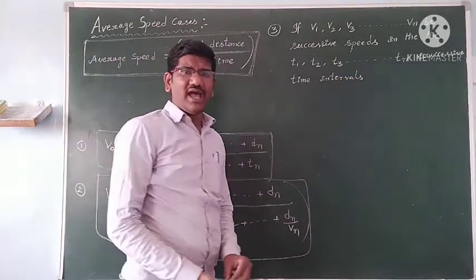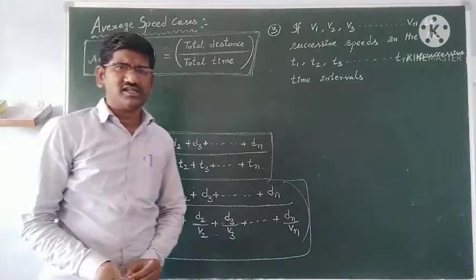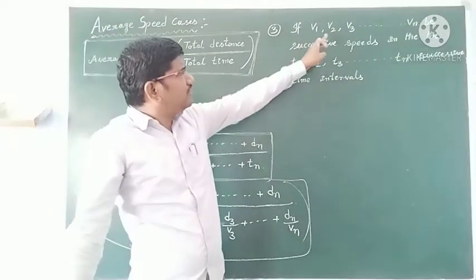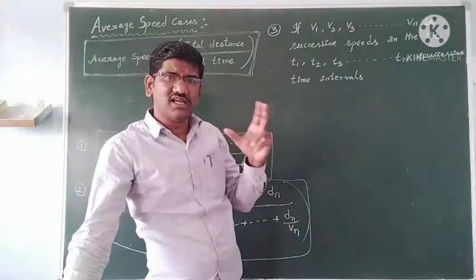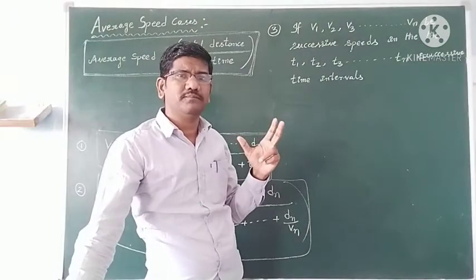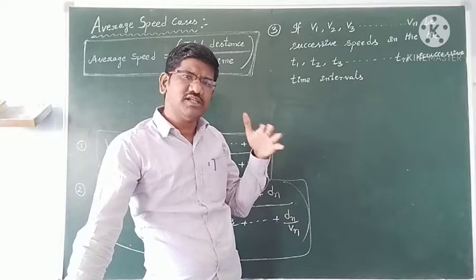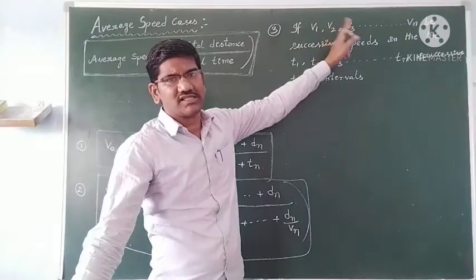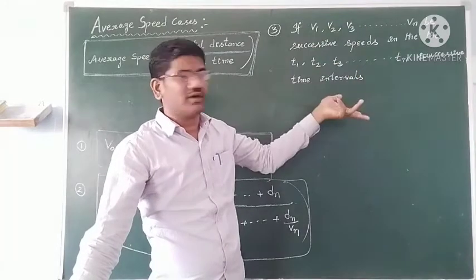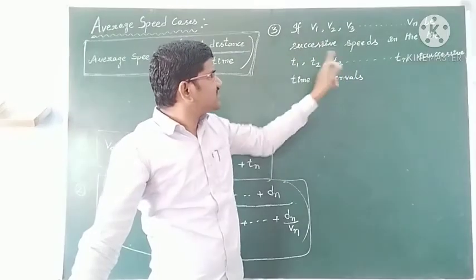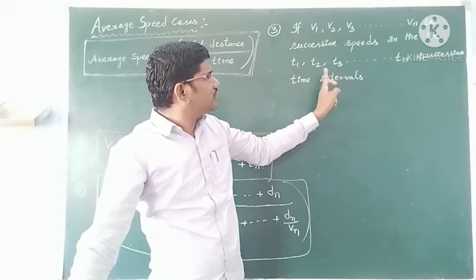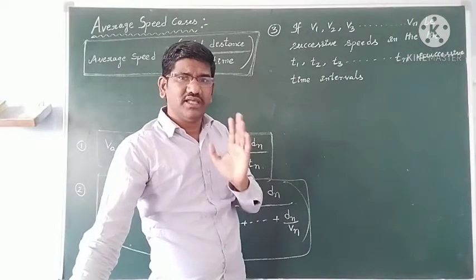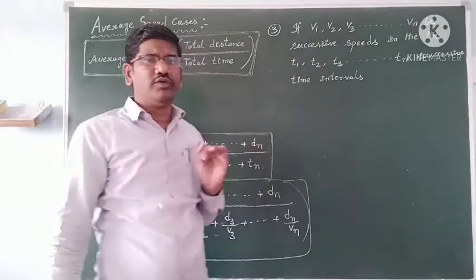So then average speed formula. What is the average speed formula we want to see? So let V1, V2, V3, etc. Vn be the successive speeds of an object. Successive means one after the other. The immediate one V1, next speed is V2, next speed is V3, and so on. So these are the successive speeds in T1, T2, T3, etc. Tn successive time intervals. Then the average speed formula we want to write.